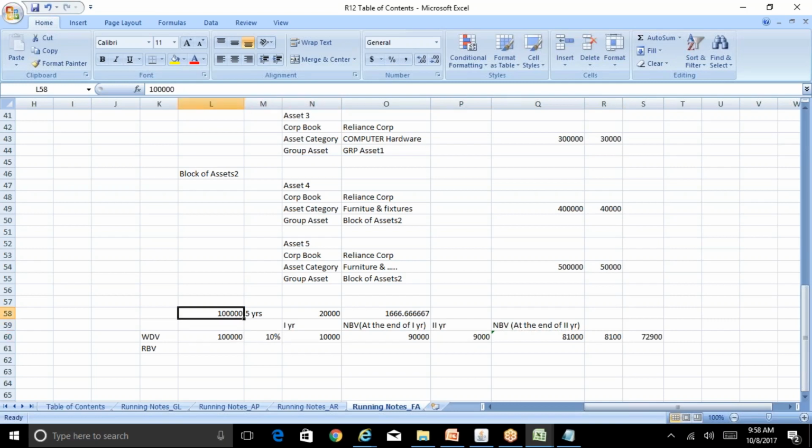If you go with the straight line method, at the start you have decided it's 5 years and it will be constant. It's the same amount every month throughout your 5 years. The depreciation value will be the same. So this is the straight line method, and this is the written down value method, or WDV method. Any questions here?